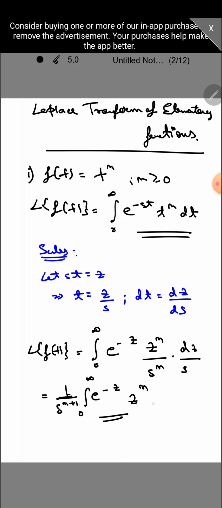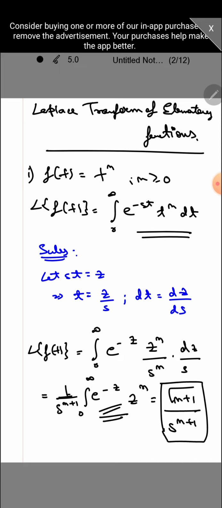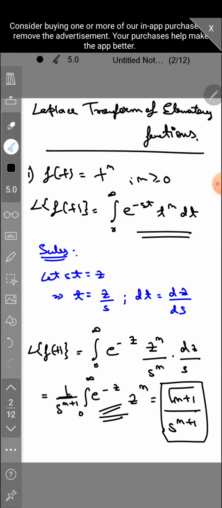Now what is this? So this is equal to basically the gamma function of n plus 1 over s to the power n plus 1. Got it? So this is your final answer. This integration is the gamma function of n plus 1. Got it? Clear? So this was the first one. So first elementary function. Let us talk about the second elementary function we have.